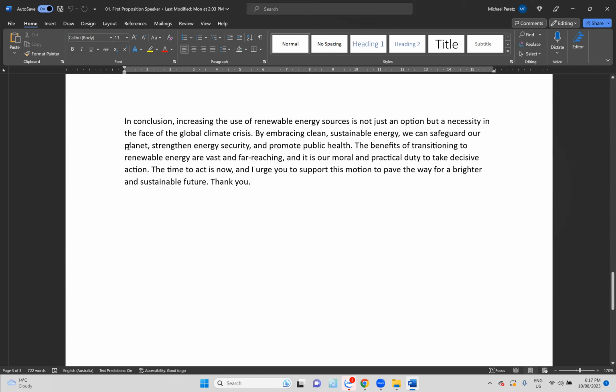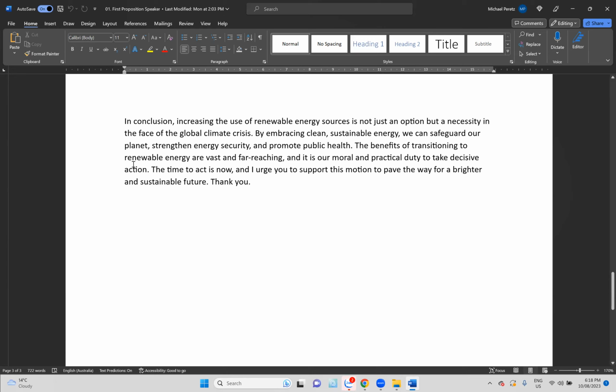So now we're going back to our 3 arguments. We're re-mentioning those. We can protect the planet and the environment. We can strengthen our energy security, so we're not relying on international imports of fuels and coal and things like that. And we're promoting public health. So that goes back to our 3rd argument: renewable energy will emit less greenhouse gases, and it'll protect people's health. We won't get sick, we won't get lung problems, things like that.